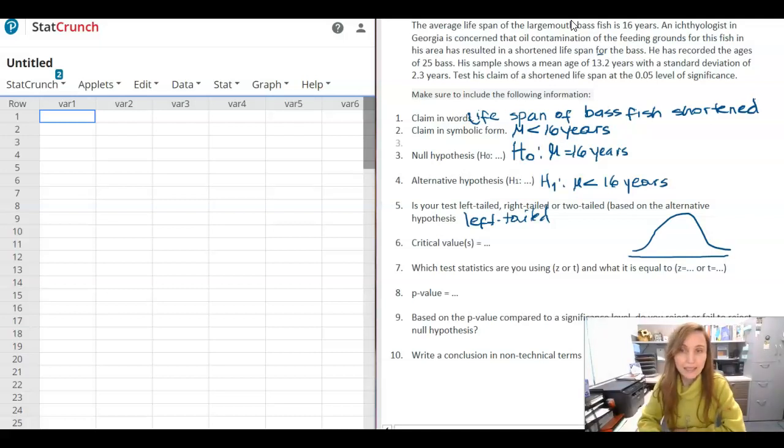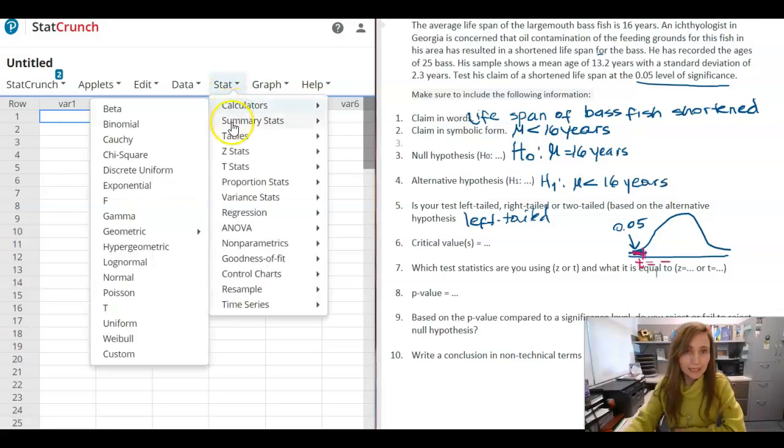Our test is left-tailed. So the critical value is going to be located on the left. This is where the 0.05 alpha is located. And the critical value will be this value on the left that separates the critical region from the non-critical region. And we can see that it's going to be negative.